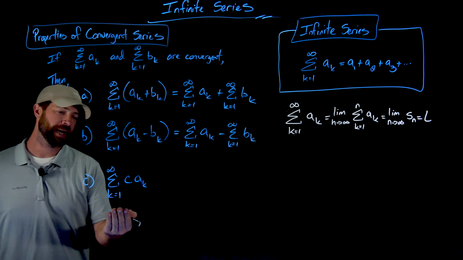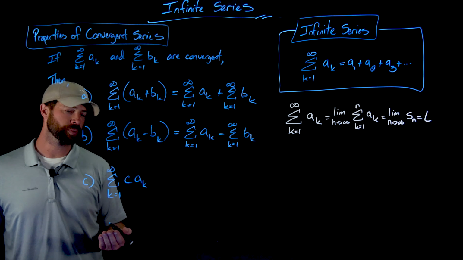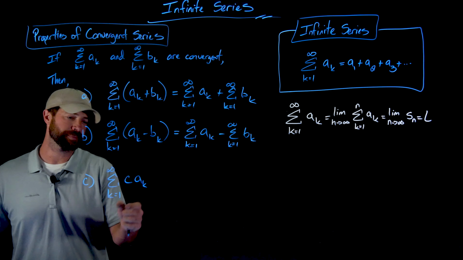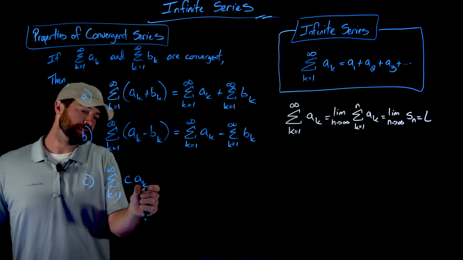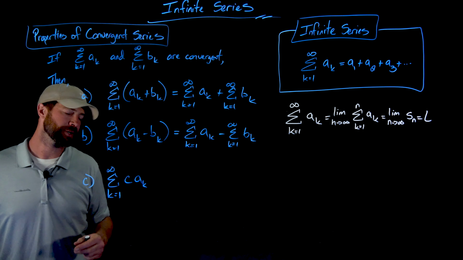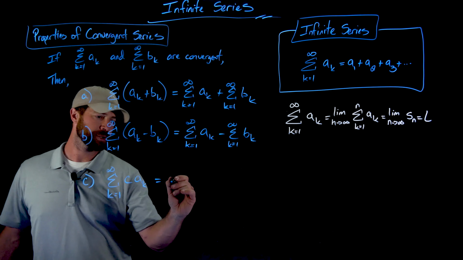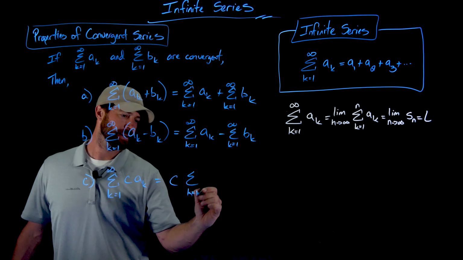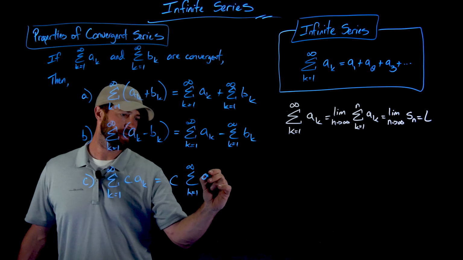And finally, we have what we've always called the constant multiple rule. If we have a constant in each of these terms times the definition of these k terms, what we can simply do is pull out that constant and evaluate the infinite series without that constant.